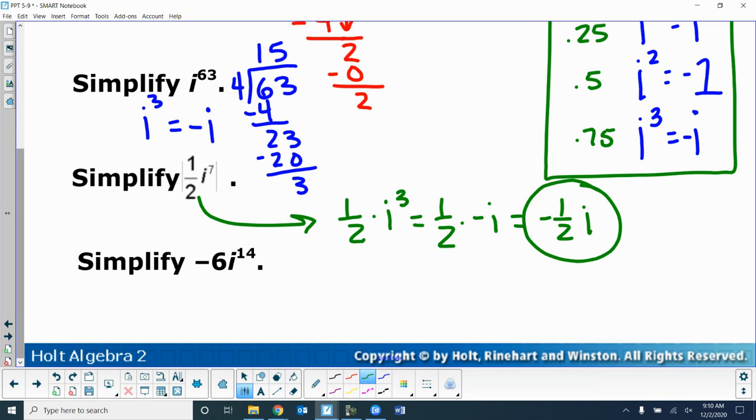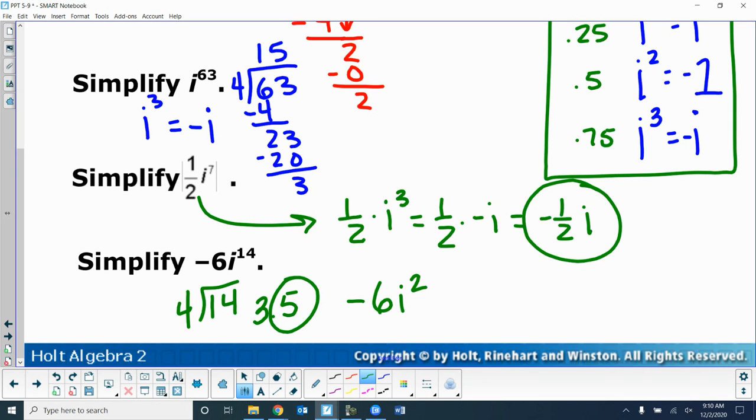What's the answer? 6. When you divide 14 by 4, your calculator says 3.5, doesn't it? So the 0.5 means what? i squared. So this is like negative 6 i squared, but remember i squared is negative 1, so it's 6. Or what we did earlier, didn't we already do that when you see the i squared?